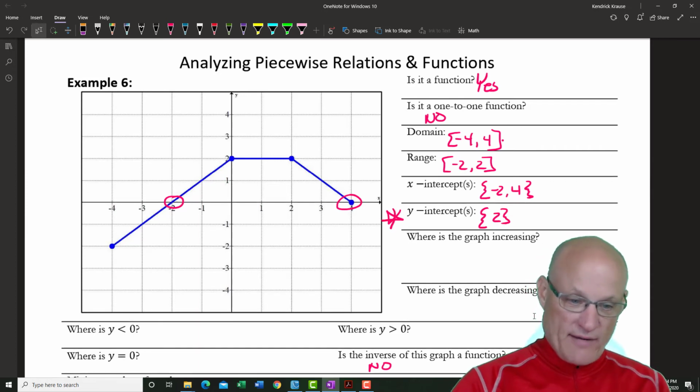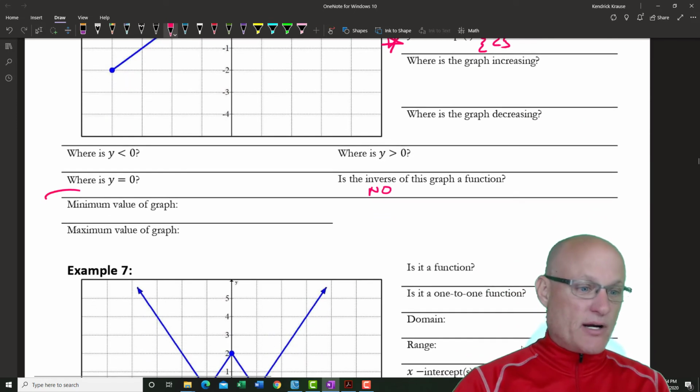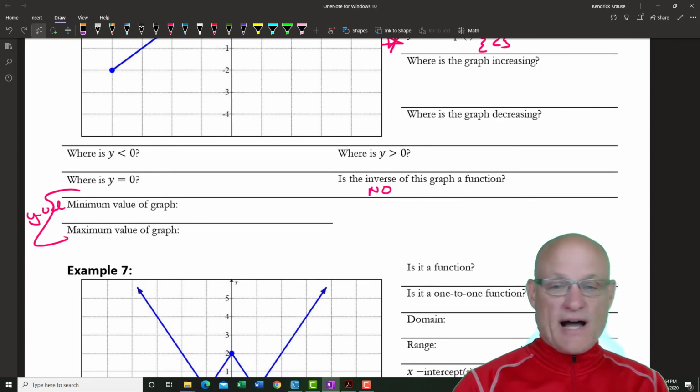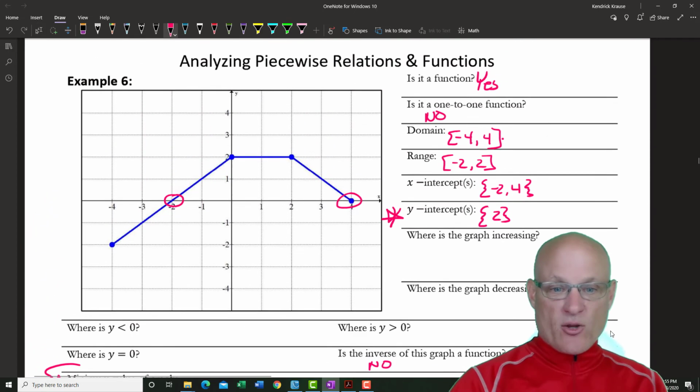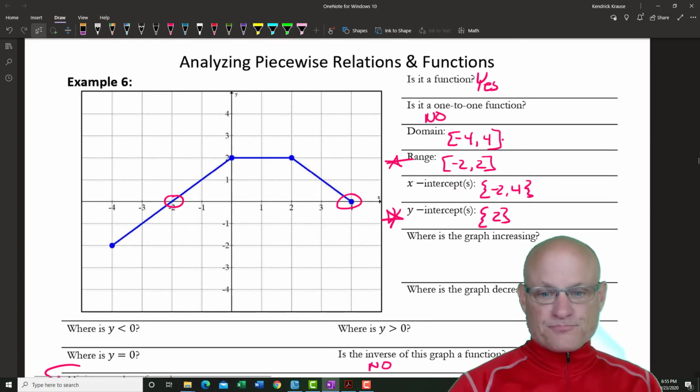One time we use y values, the other time we use y values. Well, obviously we use y values for the y-intercept. The other y values are right here for the range.